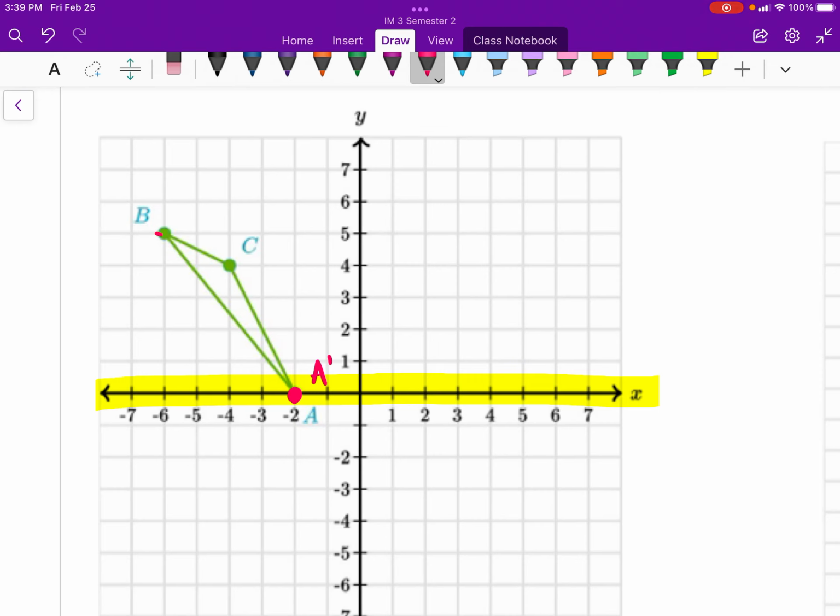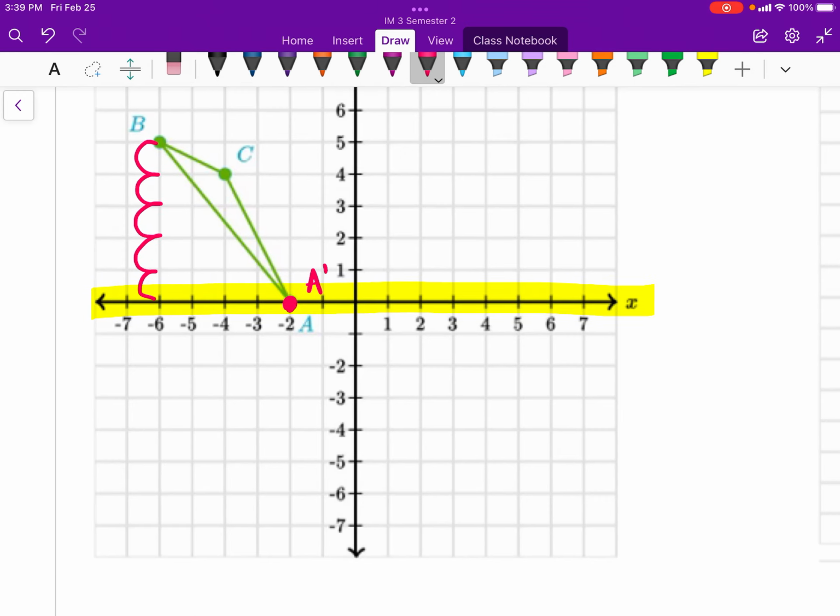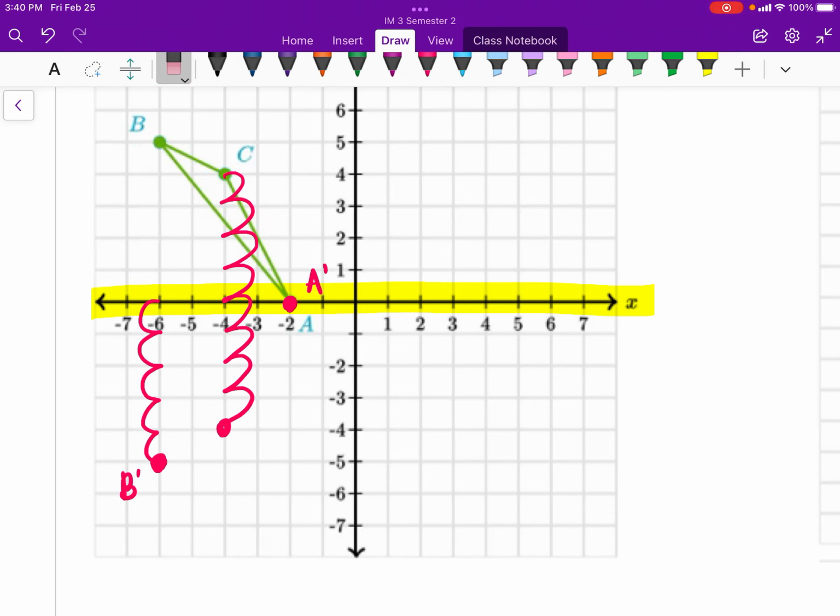Now, in this case, let's move on to B, and B is 1, 2, 3, 4, and 5 spaces away, which means that it should now be 5 spaces below my x-axis, which is here, and that is B prime. All right, now let's go ahead and try C. 1, 2, 3, 4, and then 1, 2, 3, 4. And in this case, guys, it is going to be directly down just because our line of reflection in this case is horizontal. We're going to be moving downward.